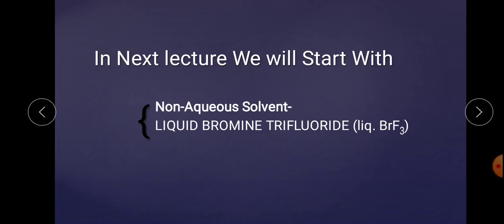In the next lecture we will start with liquid bromine trifluoride, that is liquid BrF3. It is an interhalogen compound. In this case both halogens exist. So in the next lecture we will see it.